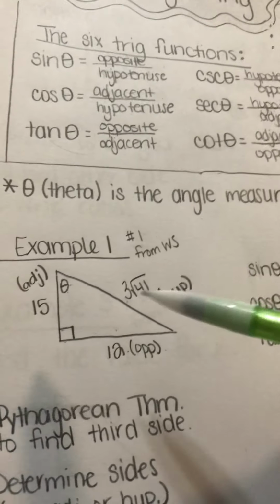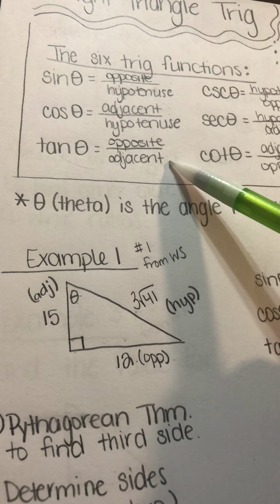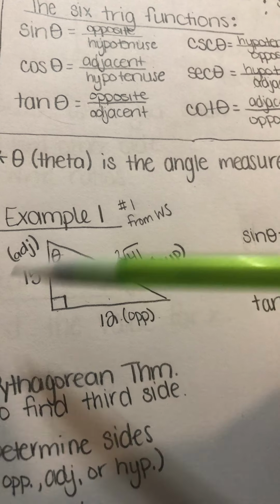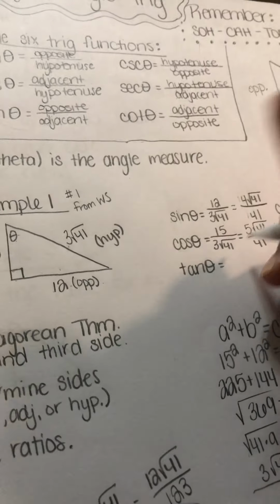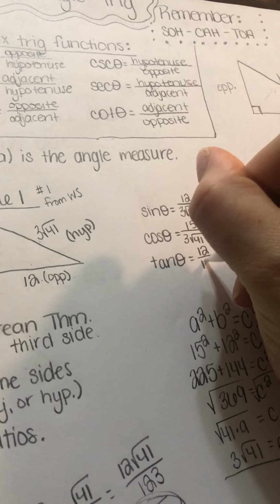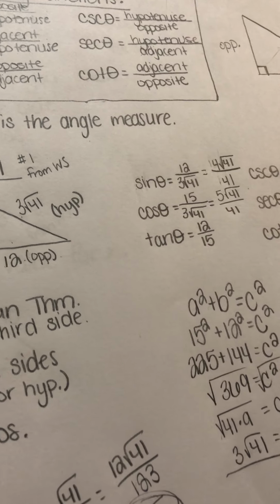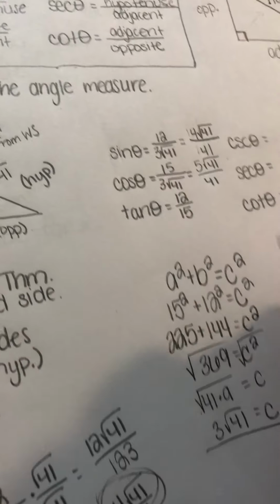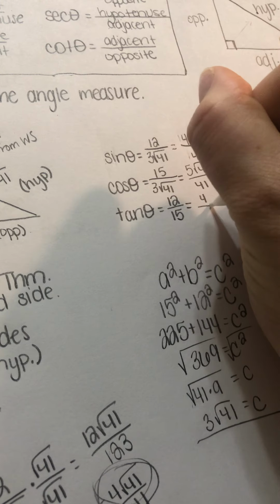Tangent is the other one that's left, and we said tangent's opposite over adjacent. So here's our opposite and here's the adjacent. This one's easy. So it's 12 over 15, but we still have to reduce our fractions. So 12 over 15 is going to reduce to 4 over 5.